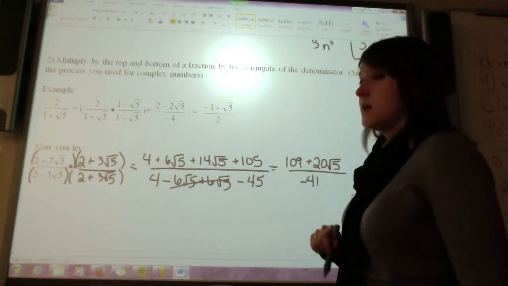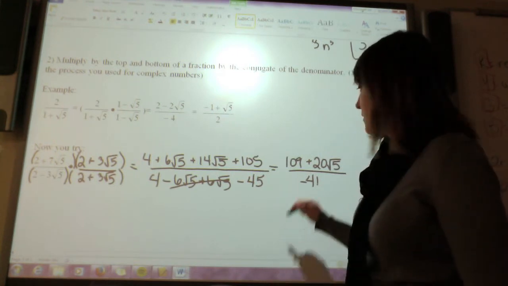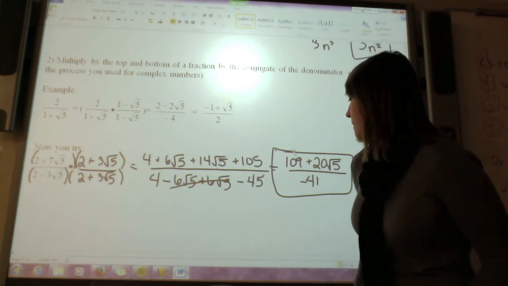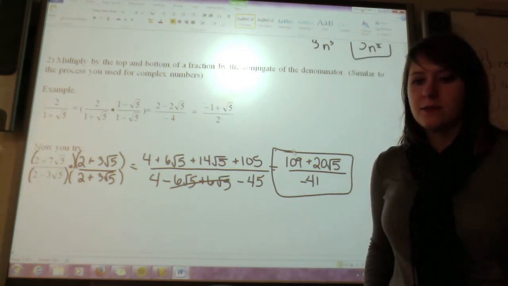Okay, I think that's all I can do there. I don't think I can simplify any more. So this is going to be my answer. All right, that is everything for section 6.